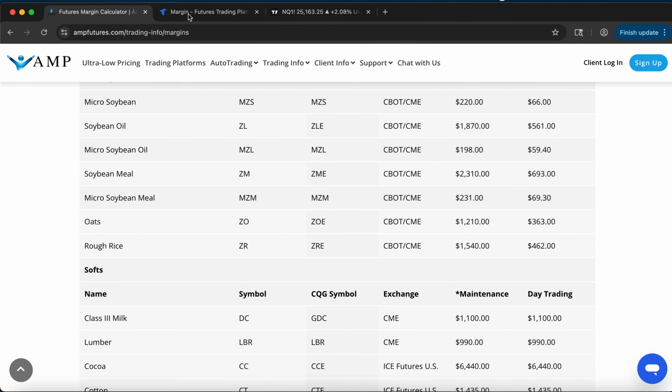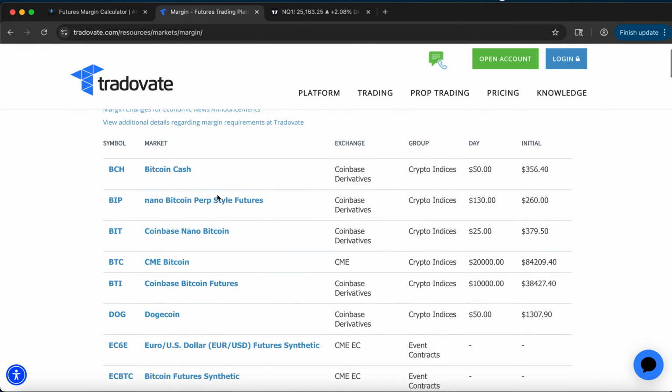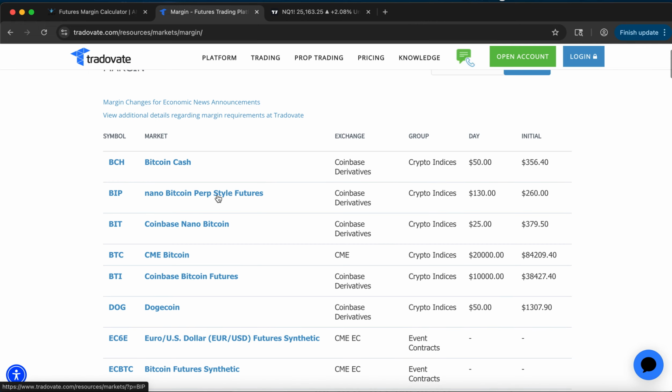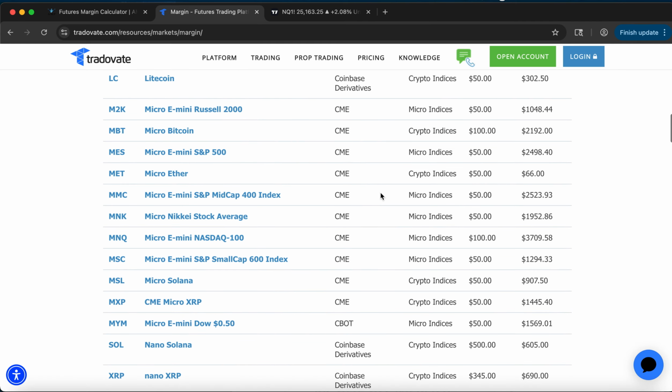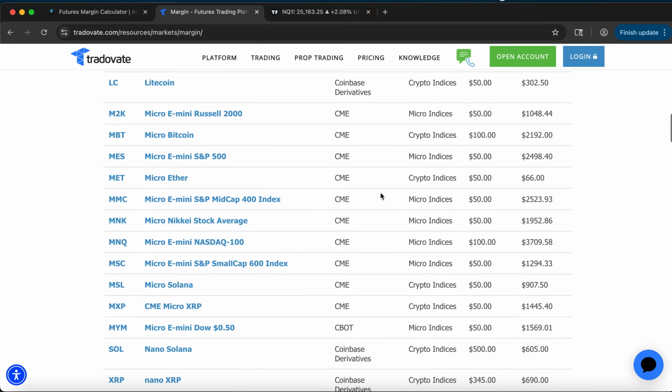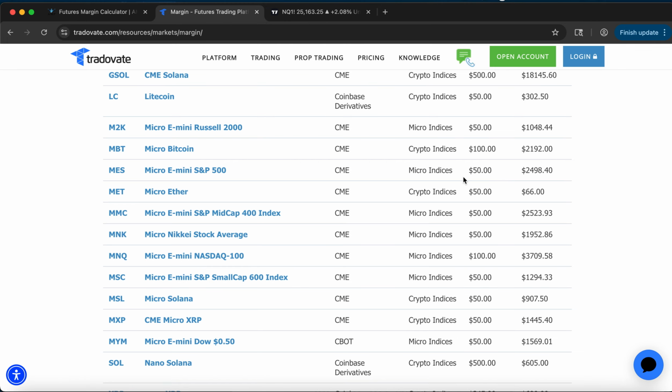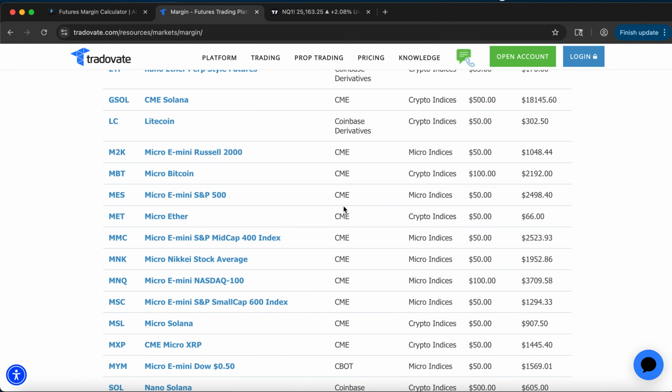I'm about to head over to Tradovate side. It's Bitcoin Cash, $356 for initial, 50 for day trading. Let's see S&P and NAS here. So very similar to AMP, $50 to day trade.